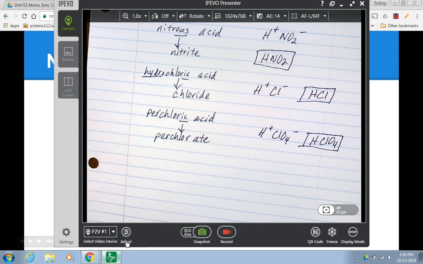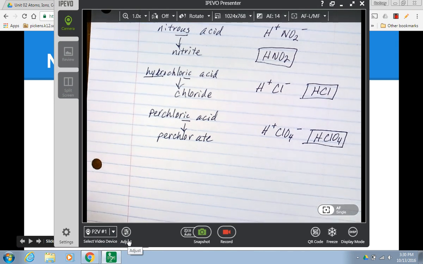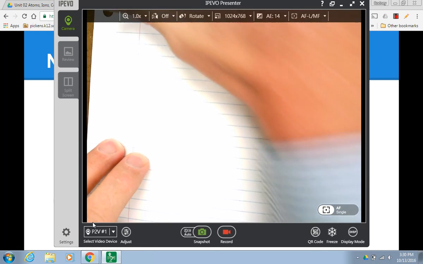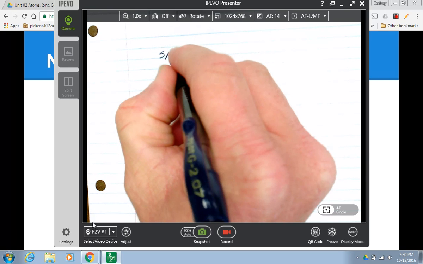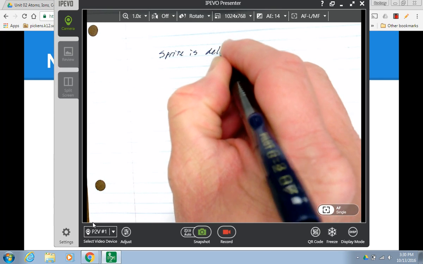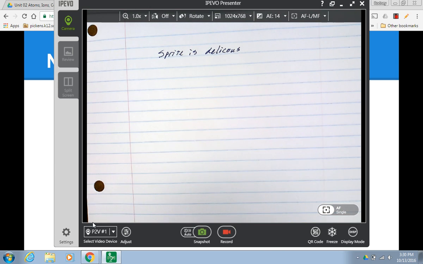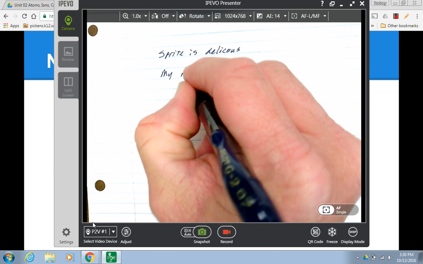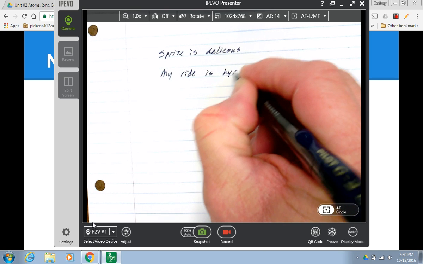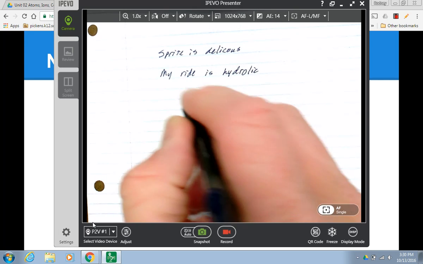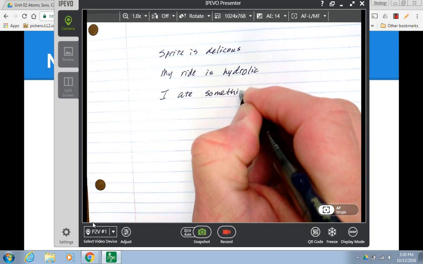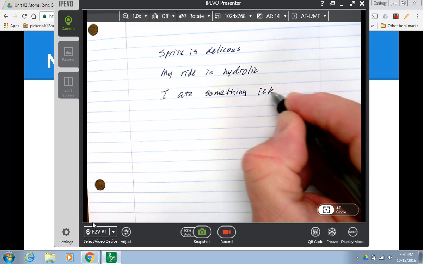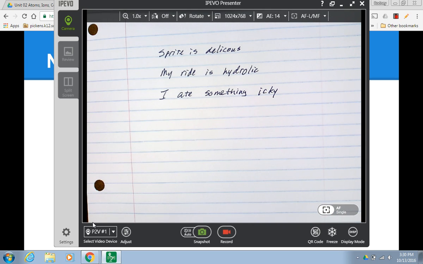So now let's take a look at a few examples of this. And also, I want to share with you a little saying that a student shared with me that might help you learn how to name acids. All right, the saying goes like this: Sprite is delicious. And you might just want to write this down first, and then I'll go back and explain it. Sprite is delicious. My ride is hydraulic. And then I ate something icky. All right, so what in the world are you drawing down there?